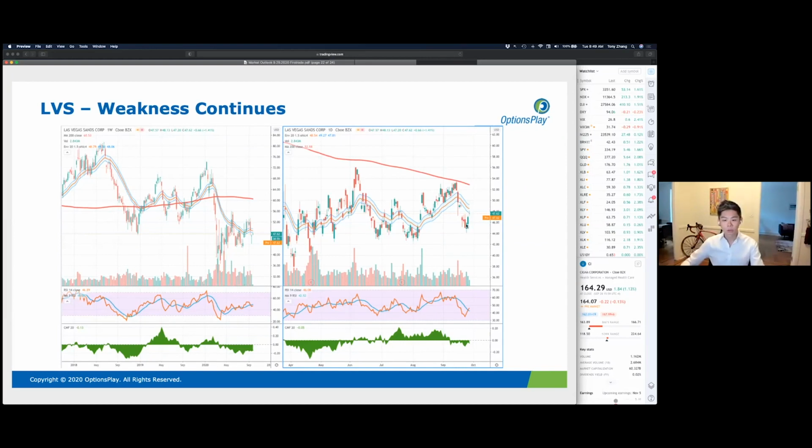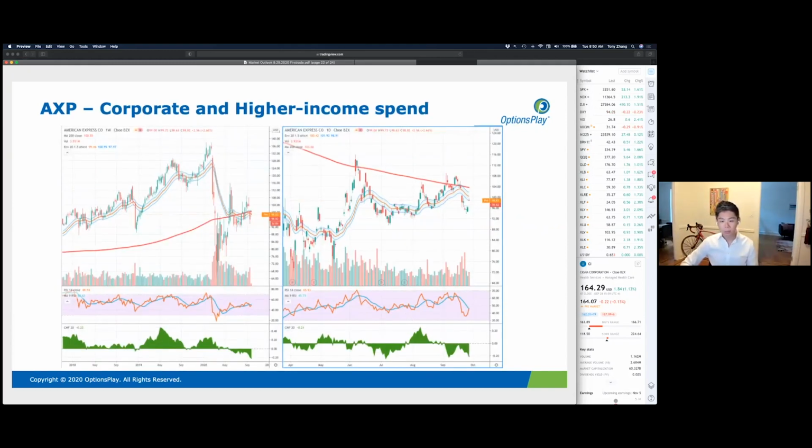So when you see strong rallies like we've seen over the past few trading days, that is a potential opportunity to look for a fade, or look for the market to move sideways and then start to move lower. So selling call credit spreads is potentially a strategy that you could utilize for a type of weakness, or stocks that are weak like Las Vegas Sands. And then if you look at names like American Express, huge companies, that is continuing to underperform.